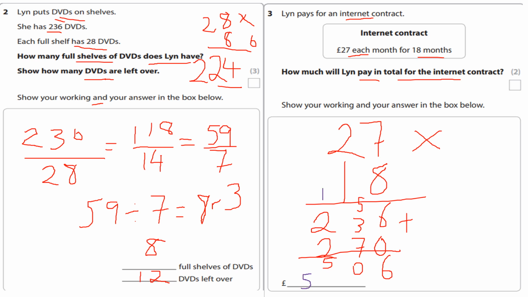So over the 18-month period, for £27 a month, Lynn will pay £506 for her internet contract. And again, that obviously sounds fair and reasonable here.